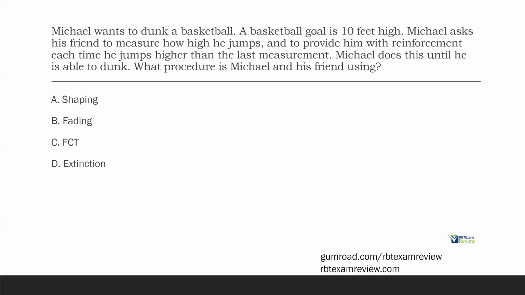Now what we're doing, we're still providing reinforcement for the jumping, right? We're just trying to increase the jump, okay? The jumping behavior is the same. We just want to increase it and strengthen it. Therefore, we are shaping Michael's jumping behavior until he can dunk.